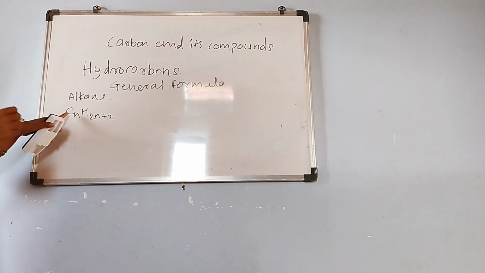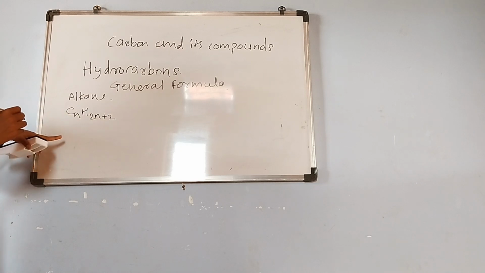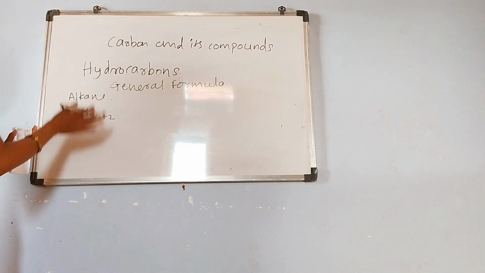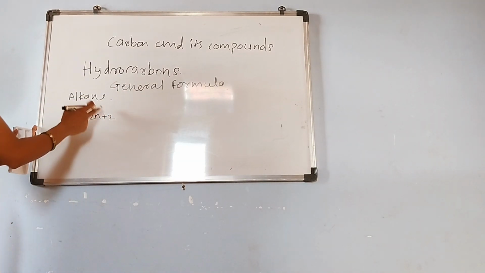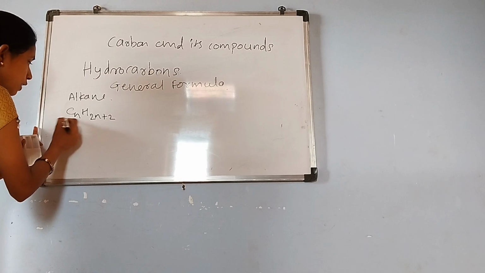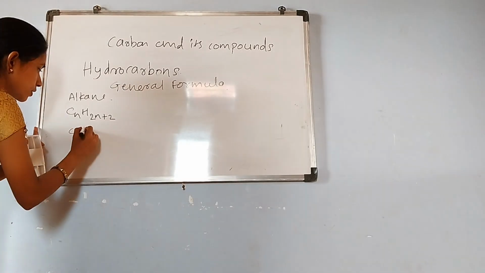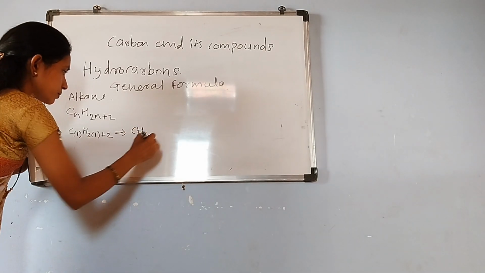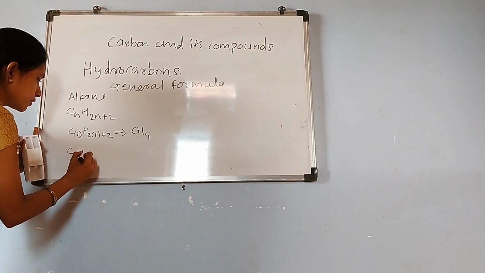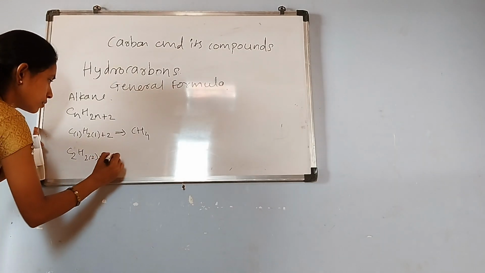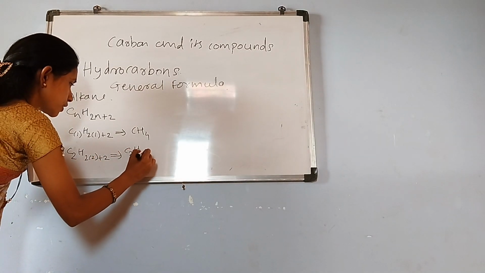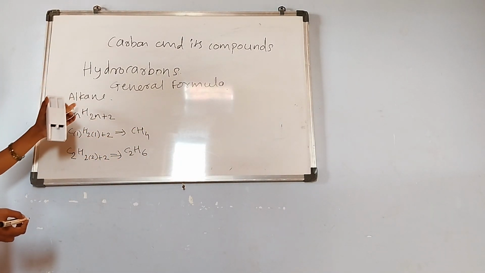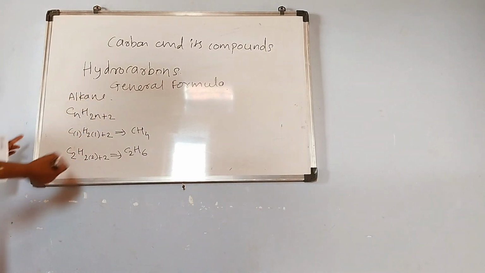It means that if we already know how many carbons there are, we can find out how many hydrogens there will be, and whether the compound belongs to alkane, alkene or alkyne. If there is one carbon, then C1H4, so it will be CH4. If C2, then C2H6. Like this we can find the number of carbons and hydrogens by the general formula CnH2n+2. This is for alkane.